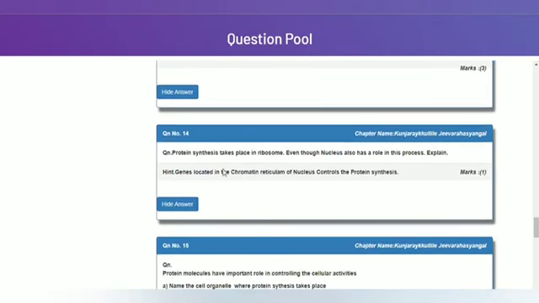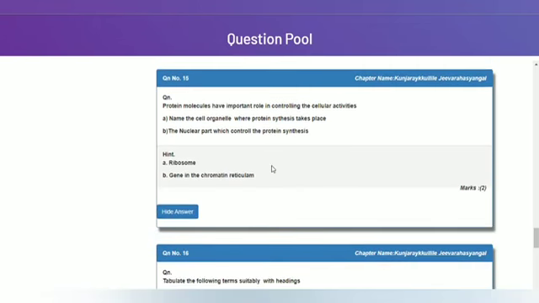14th question: protein synthesis takes place in ribosome. Even though the nucleus also has a role in this process, explain. Genes located in the chromatin reticulum of the nucleus control the protein synthesis.